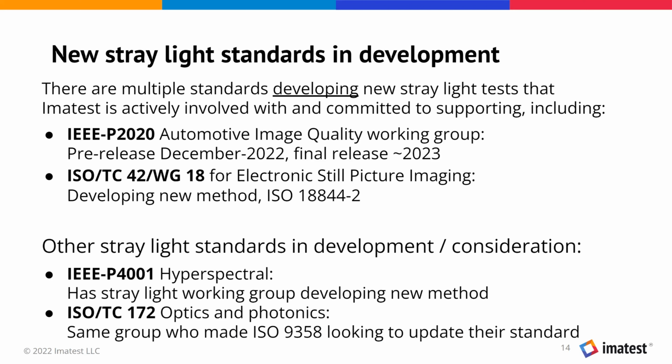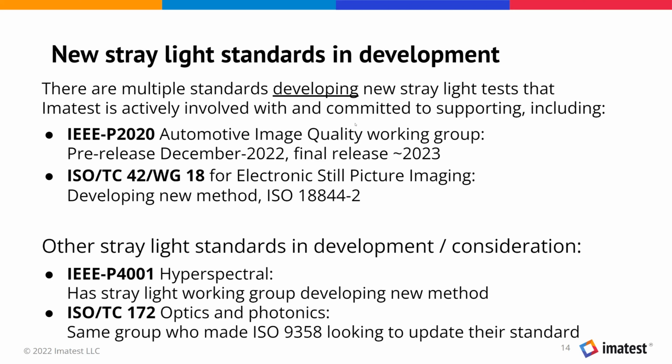As I mentioned, there are these new developing standards. They're still in development largely. Imatest is actively involved with some of these, and we're committed to supporting standards. Some of these include IEEE P2020. This is an automotive image quality standard. It's currently in the pre-release stage, and we're expecting a first initial release sometime in 2023. ISO 18844 is also developing a new method that is very similar to the IEEE P2020 method. I am not exactly sure when that will be released, but it's being worked on.